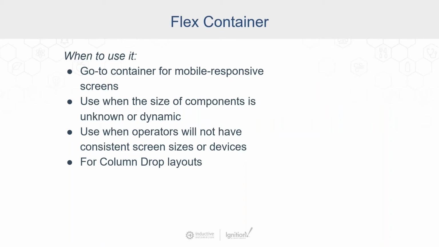So, when to use the Flex container. Think of this as your go-to container for designing mobile responsive screens because it provides an efficient way to lay out, align, and distribute space among components even when their size is unknown or dynamic. Anytime operators are not using a consistent screen or device size, you're going to want to typically start with the Flex container. And with how smartphone dominated the world has become, it's incredibly common for a screen to need both a desktop or workstation version, as well as a resized version for iPads and iPhones. It also works for the column drop layouts that we talked about earlier. It's a good one for that.